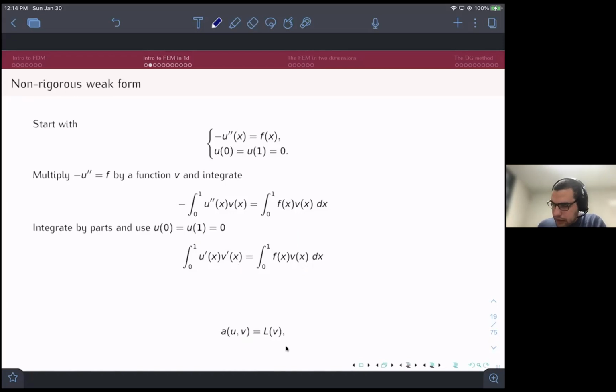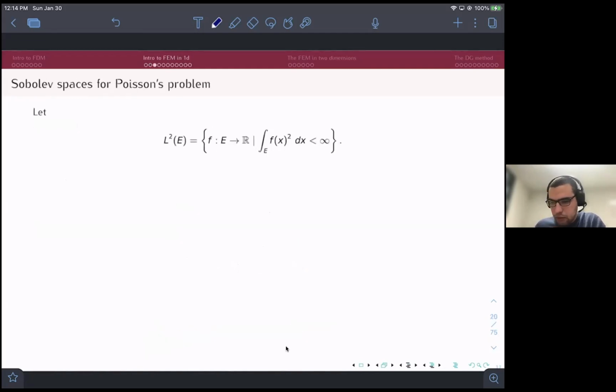But the idea here at the end of the day, I have a bilinear form. It's a bilinear form, a(u,v), is equal to a linear functional in v. And this might remind you a little bit of something like the Lax-Milgram lemma, which is exactly what most people use for problems like this.